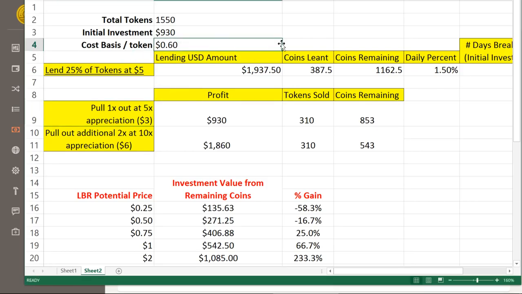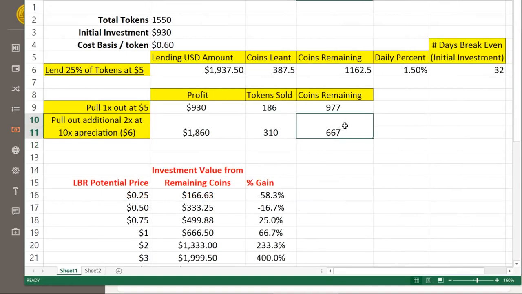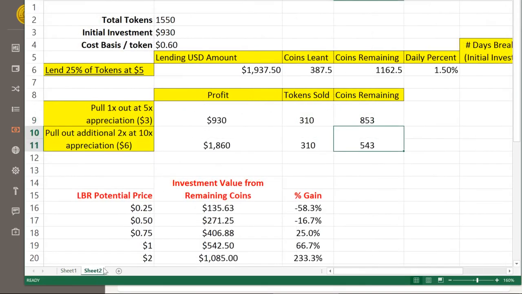So pull out my initial investment when the coin has appreciated 5 times what I bought at. So when does that happen? Well, I got in at 60 cents. Multiply that by 5. That's $3. So if the coin isn't stable at $5, I'm waiting for it to hit $3. When it hits $3, I'm going to pull out my original $930. It'll cost me 310 tokens. I'll have 853 remaining. I'm still going to wait for that 10x before I sell another 2 times my initial investment. That's 1860, 310 tokens, and I'll only have 543 remaining tokens as opposed to the 667 for the previous scenario. And then the same numbers down here for comparison.